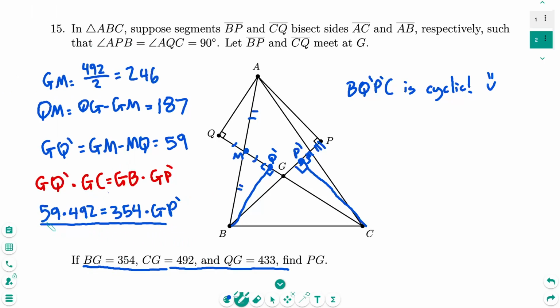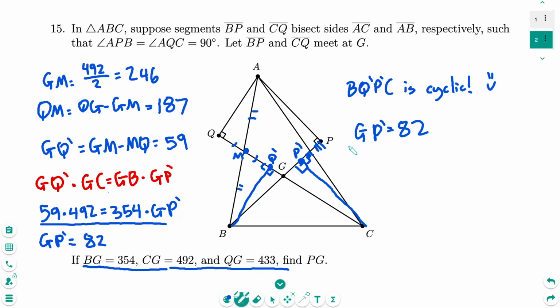I think we did do the math right because it looks like 59 divides into 354 cleanly. So let's see, what is GP prime equal to? I keep writing my G's like sixes. If we divide both sides by 354, 354 over 59 is 6, and then 492 over 6 should be 82. So GP prime equals 82. We're not quite done yet because they actually asked us to find PG. But we're on the closing stretch now. GP prime is equal to 82.